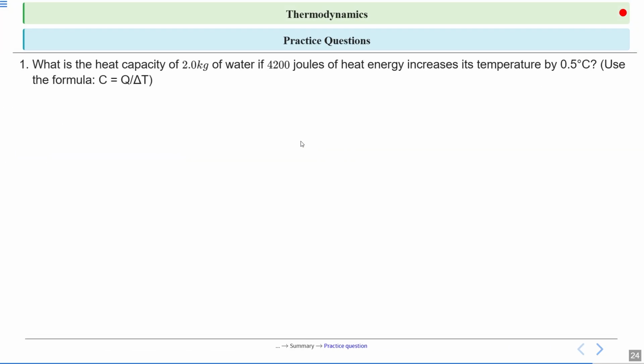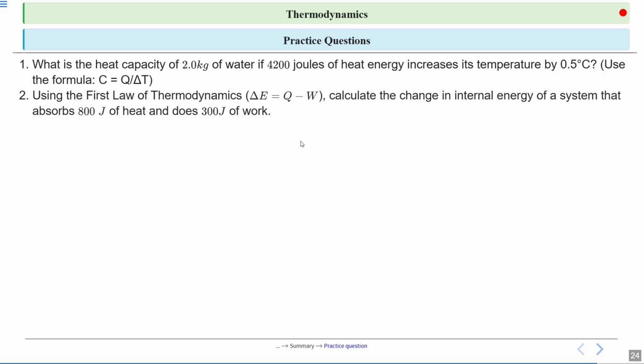Now we have some practice questions, and this is homework for you. First, what is the heat capacity of 2 kilograms of water if 4200 joules of heat energy increases its temperature by 0.5 degrees Celsius? In this question, you have to find the heat capacity. The given formula is C equals Q divided by delta T. Using this formula, calculate the heat capacity.